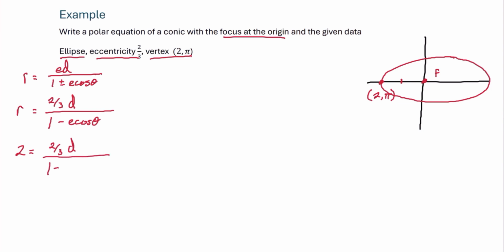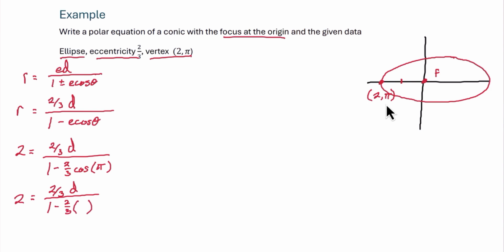1 minus e is again 2/3. Cosine of theta is pi. So now we have everything we need. We just got to simplify that and solve for d. 2 equals 2/3 d divided by 1 minus 2/3 times cosine of pi.